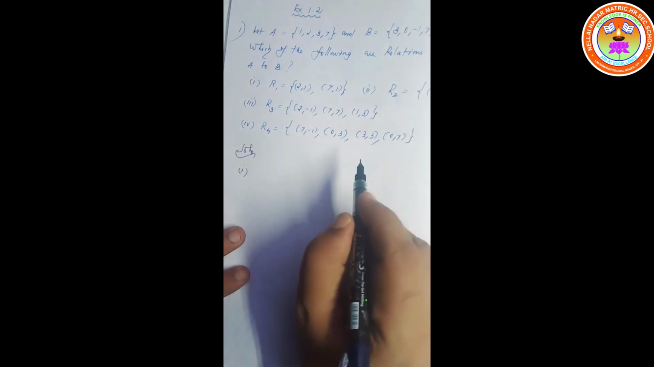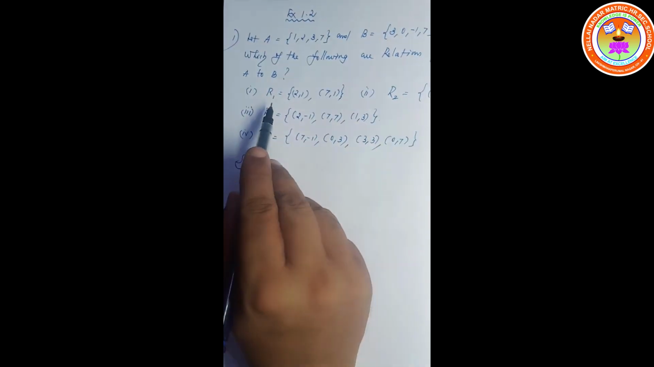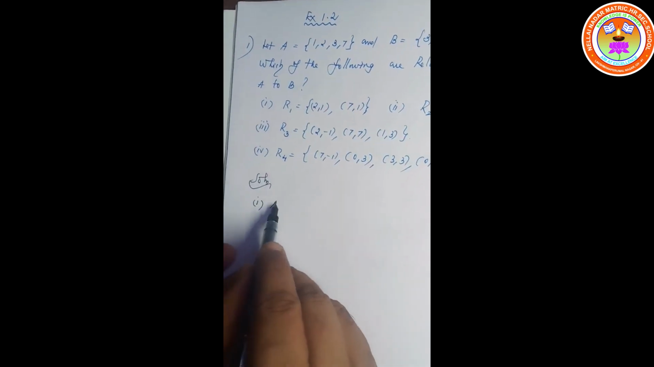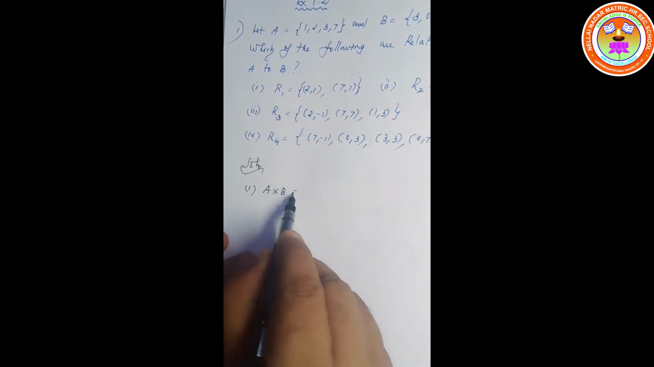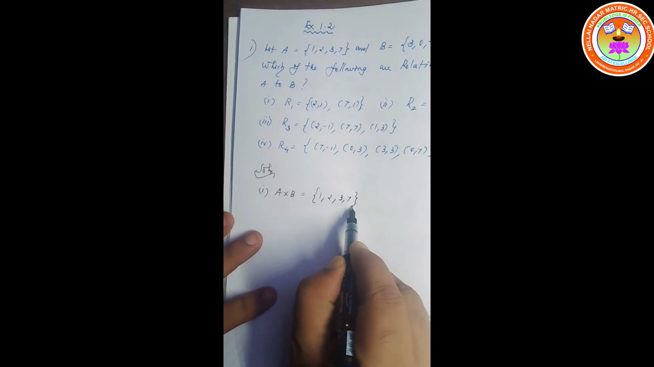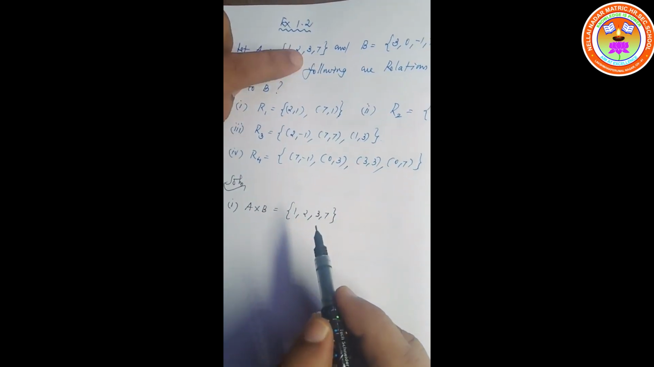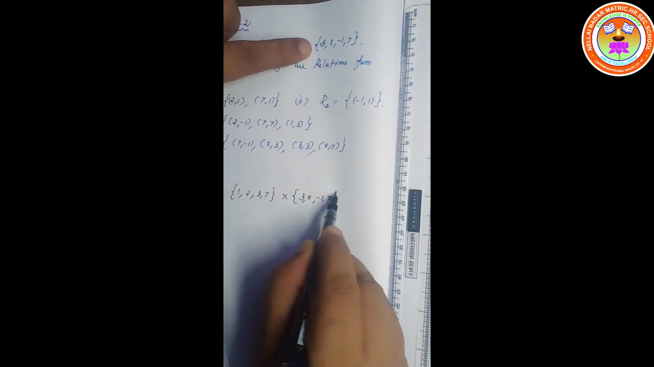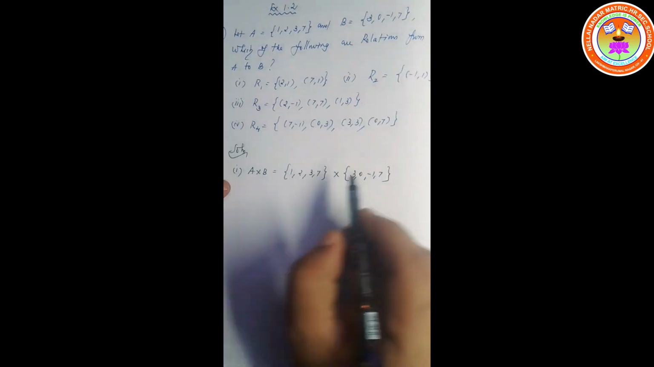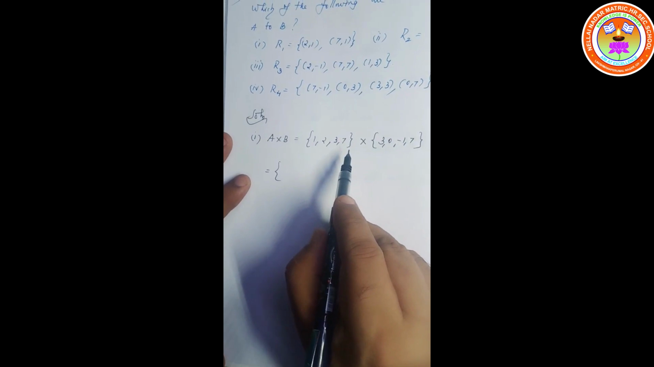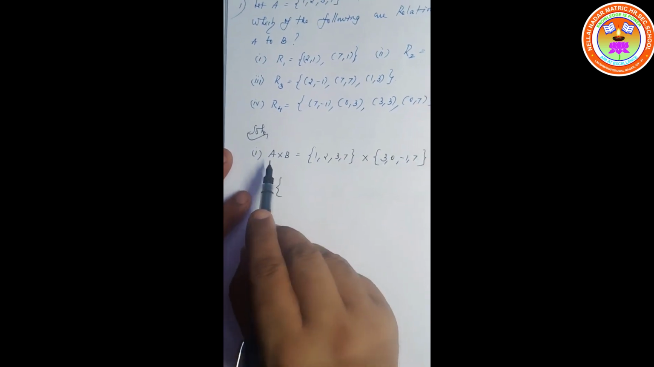Subdivision number 1. Before verifying whether each one is a relation, first you have to calculate A cross B. Set A is {1, 2, 3, 7}, cross set B, that is {3, 0, -1, 7}. Already explained the concept of cross product of A and B.